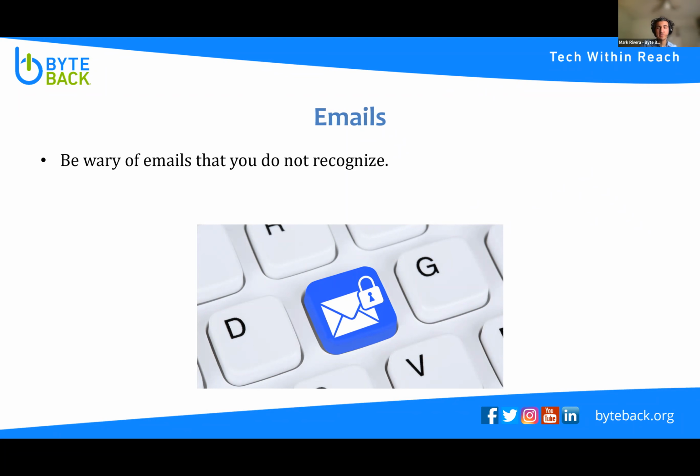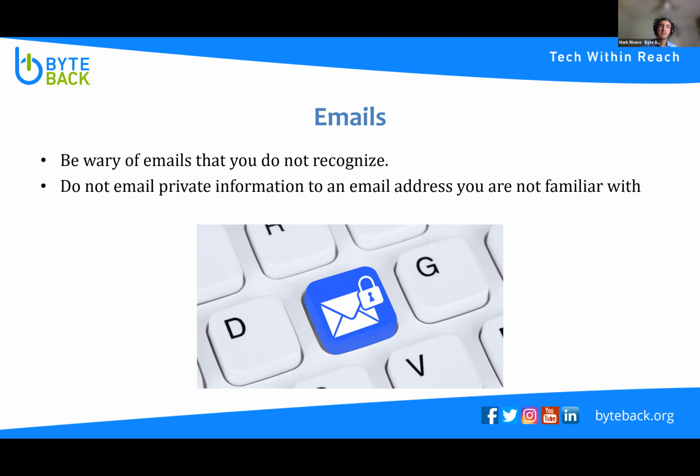Emails, and we talked about emails at the very beginning of this presentation. We want to be careful about emails that we don't recognize, even if they look like they might be from something we do recognize, like Outlook. One of our attendees today said they got several dozen emails from Outlook. They're all a little different, and they're telling me something's wrong. That's probably a sign that none of them are real, because you're getting all these different emails from different Outlook sources. It would be coming from the same Outlook source. Do not email private information to email addresses that you're unfamiliar with.